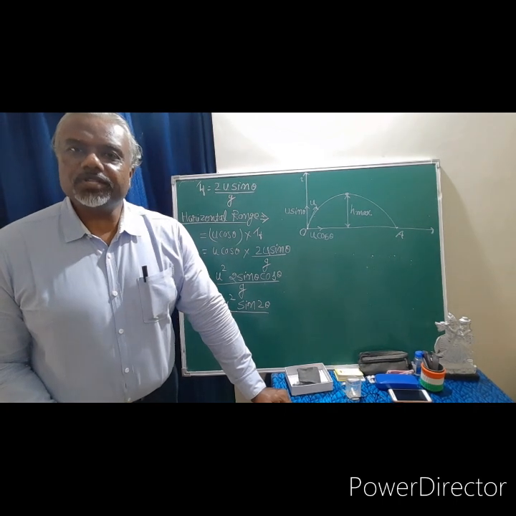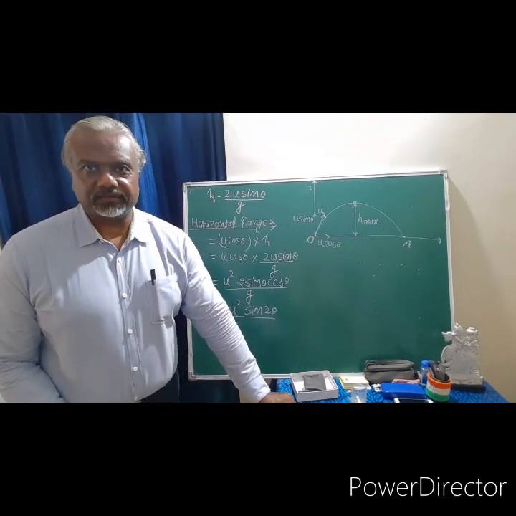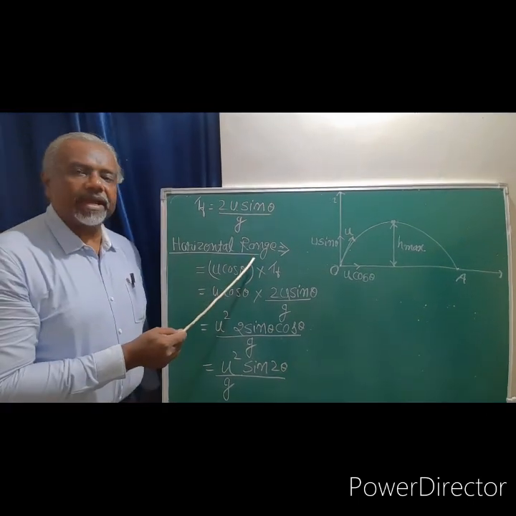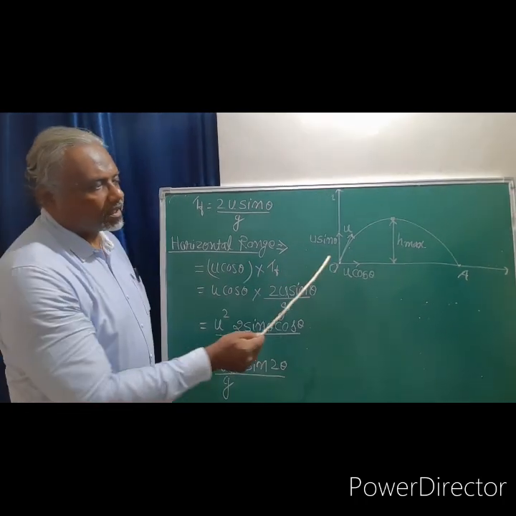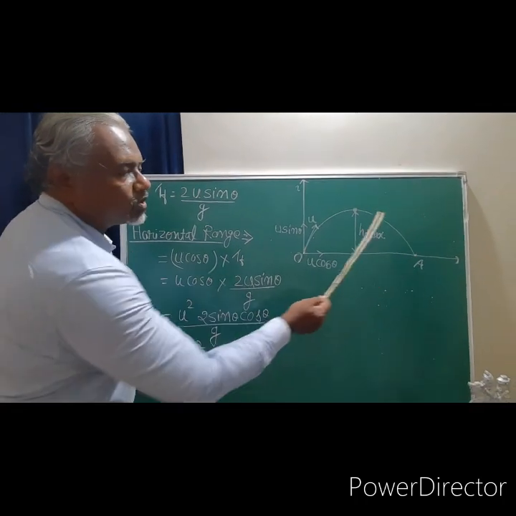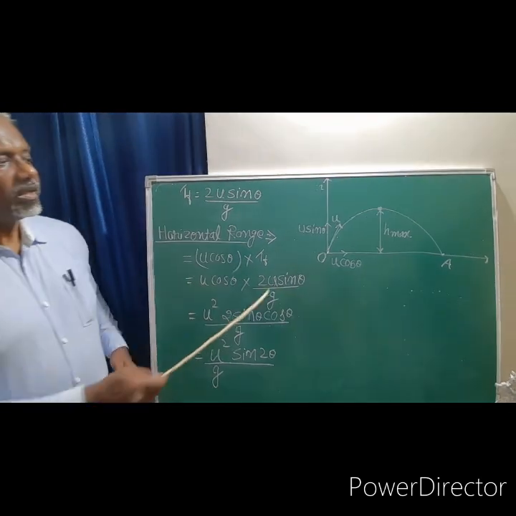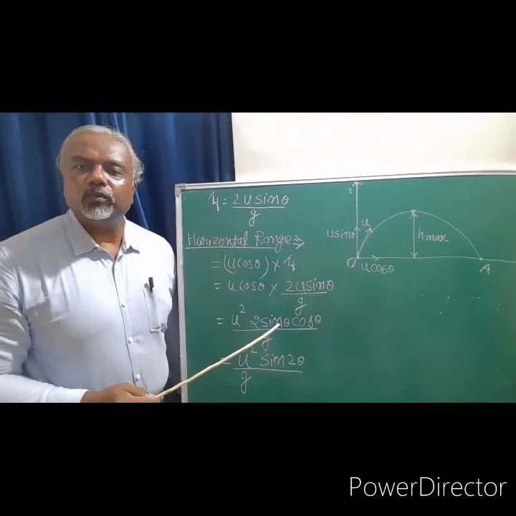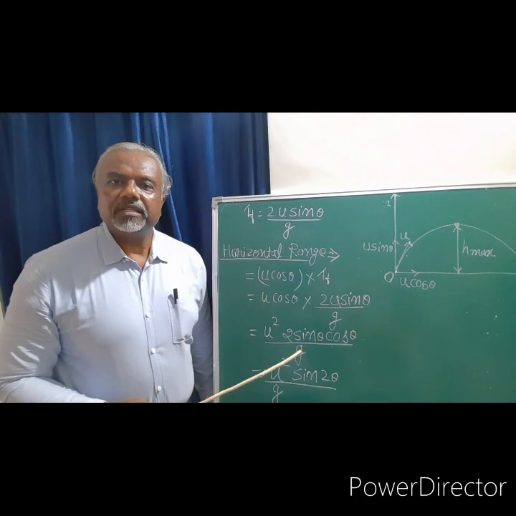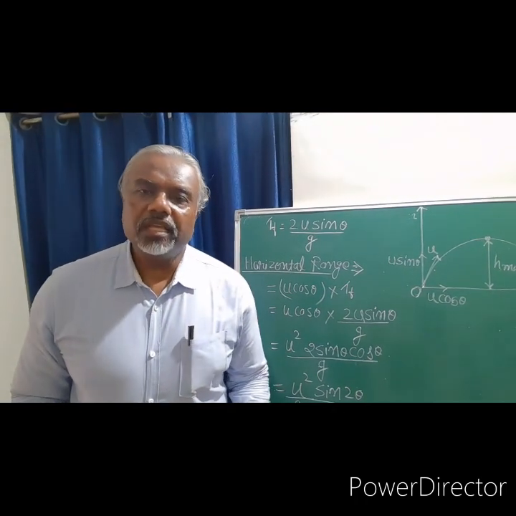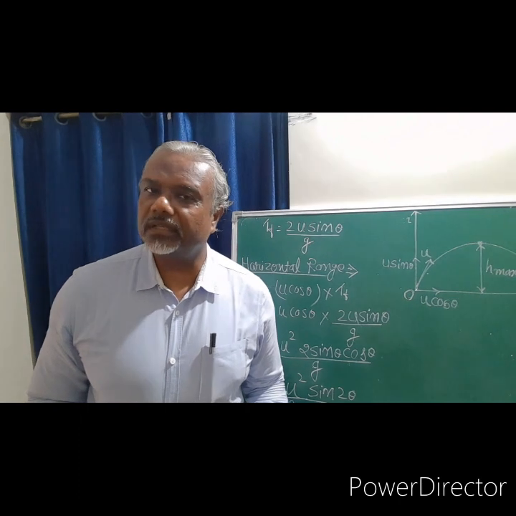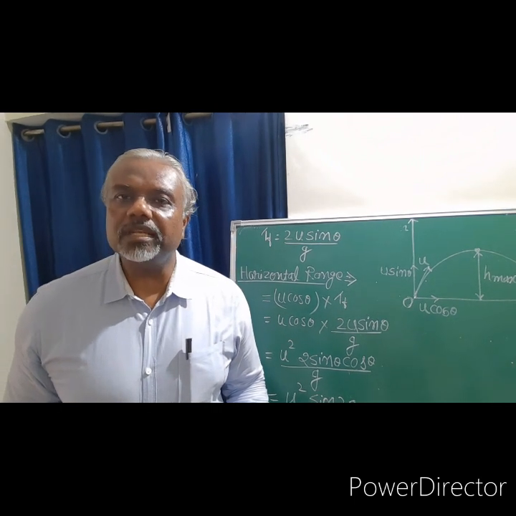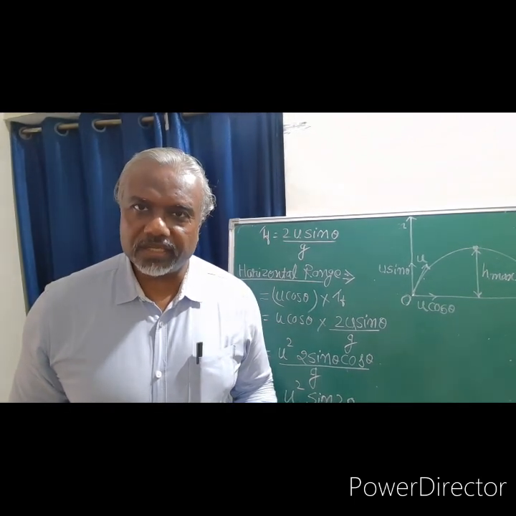Now let us discuss motion in the horizontal direction. I am interested in finding the horizontal range. I am interested in finding this distance OA. U cos theta is the horizontal component of velocity, and this horizontal component of velocity is not affected by gravity, so it remains constant. So there is no acceleration in the horizontal direction.